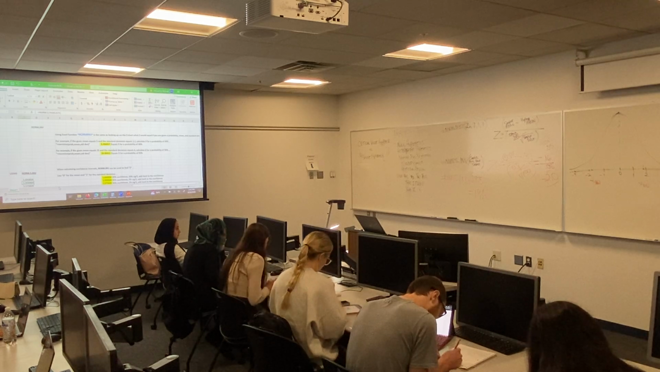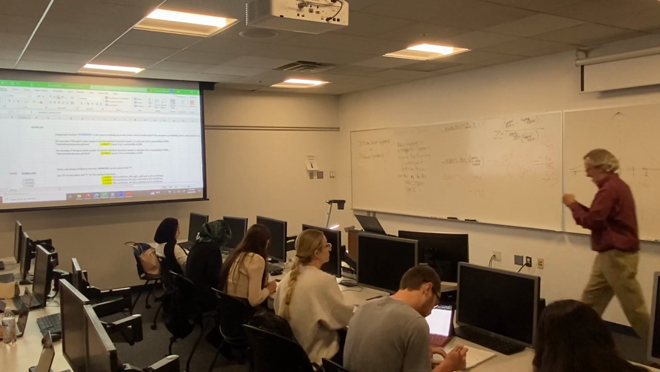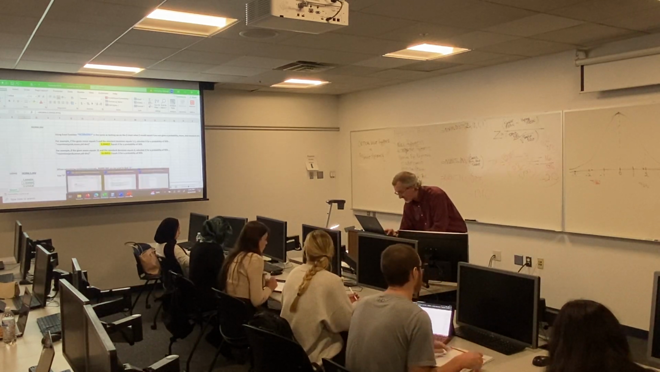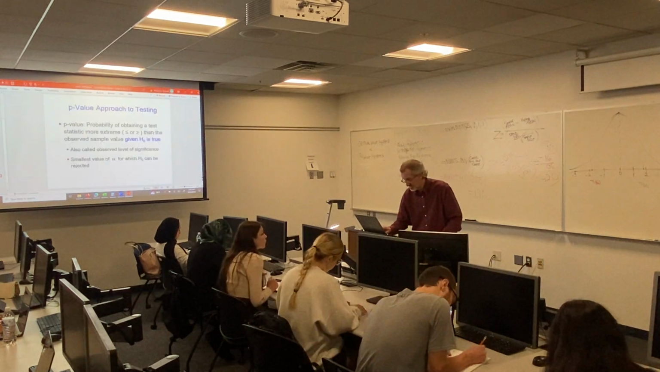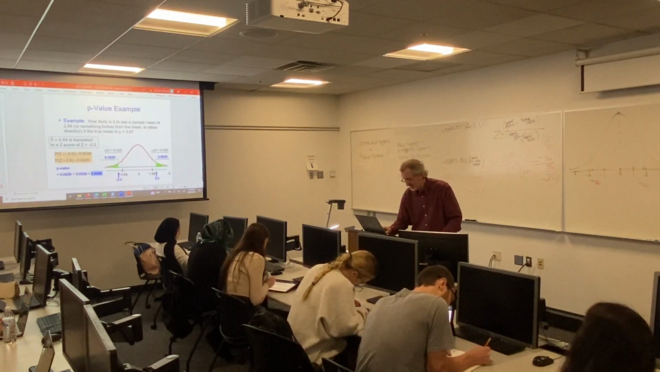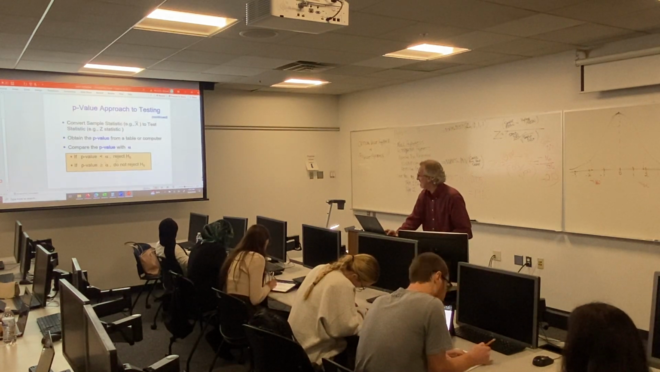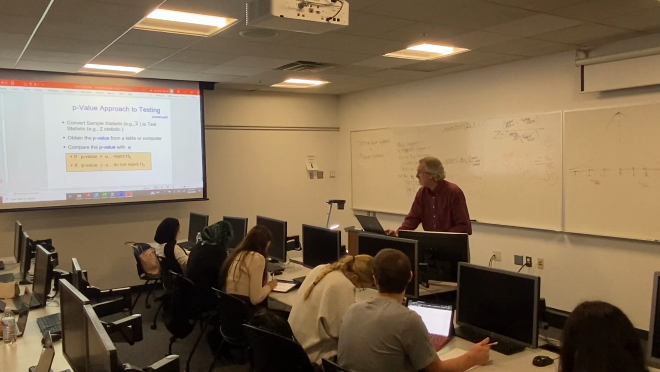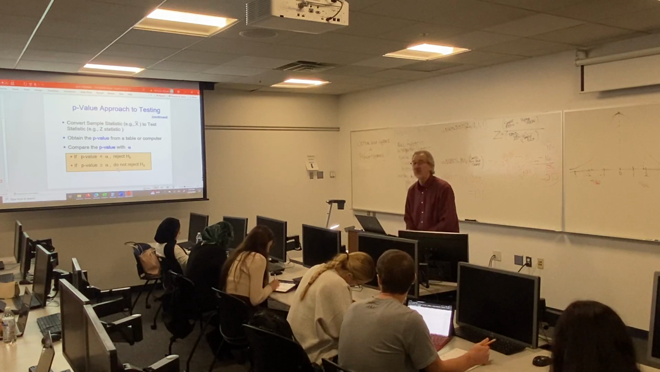If your p-value, hang on, it's right here. If your p-value is less than your significance, you have evidence to reject. Here's p-value. If your p-value is less than your significance, you reject the null hypothesis. If your p-value is greater than or equal to, look at where the equal part is, you cannot reject.